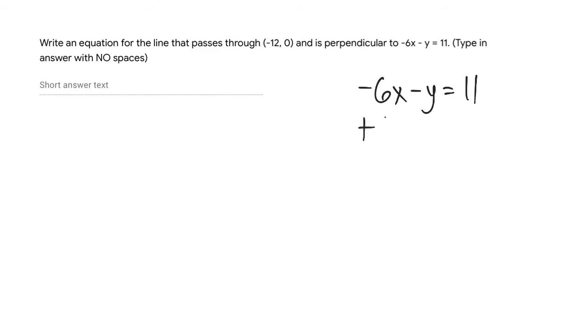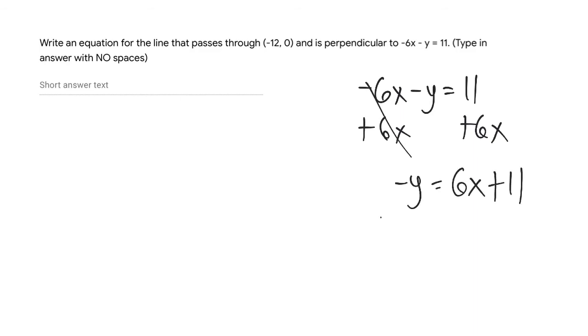All right, so I'm going to add 6x to each side. So I have negative y is equal to 6x plus 11. Then I'm going to divide by negative 1 on each side. I'm just changing the signs. I've got to get rid of that negative. So now I have negative 6x minus 11. So now it's in slope-intercept form. I have y equals negative 6x minus 11.